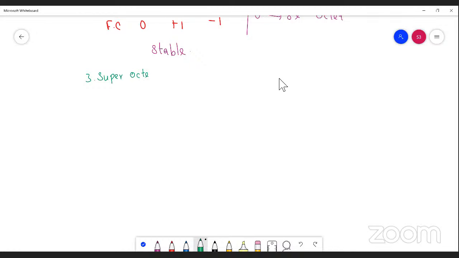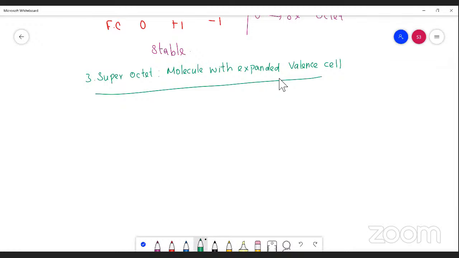Super octet. Super octet are molecules with an expanded valence shell. So super octet are molecules with the expanded valence shell. What is that? Here the atom is surrounded by more than 8 electrons.